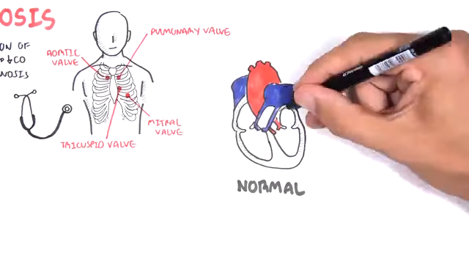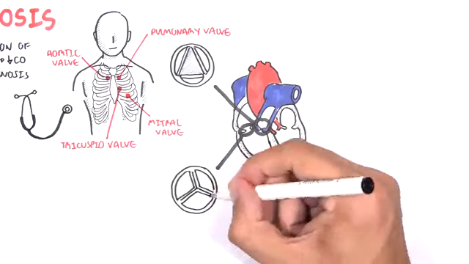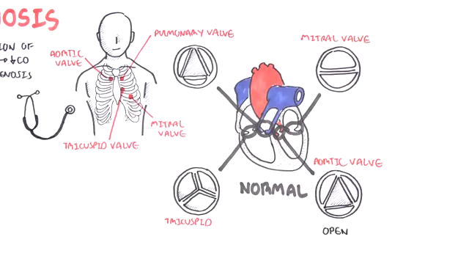The pulmonary valve is made up of 3 leaflets. The mitral valve, 2 leaflets. The tricuspid valve, 3 leaflets. And the aortic valve, 3 leaflets as well. Out of all the heart valves, the mitral is normally the only valve with 2 leaflets. And that is why it is also called bicuspid.